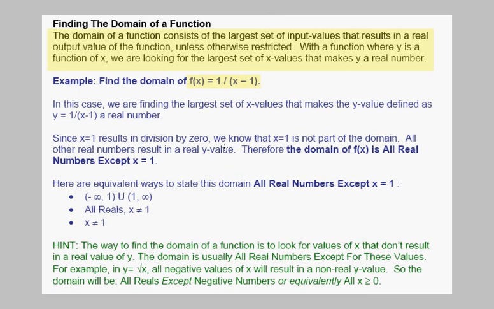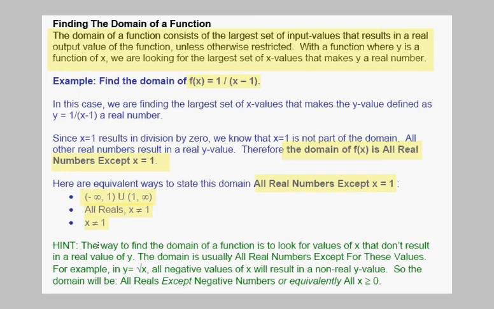So our domain is going to be all real numbers except that value that we determined would not make it a real number. So the domain is all real numbers except x equal 1. Now there's a variety of ways to write that answer. We can write it all real numbers except x equal 1. We can write that answer in interval notation, the interval from negative infinity to 1, not including 1, in union with 1 to infinity. We can also write the answer as all reals, comma, x not equal to 1. And some books will just say x not equal to 1.